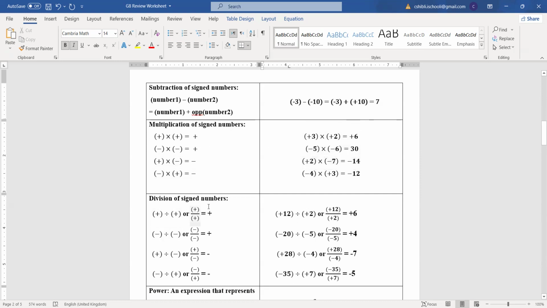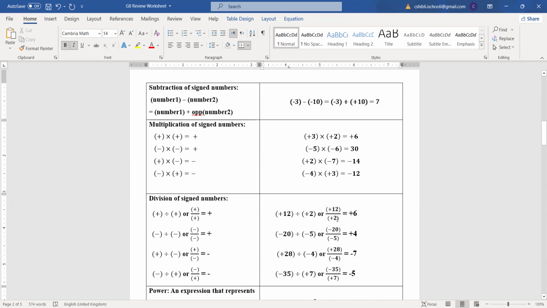Now we move to division of signed numbers. Division can be written in both ways. It can be written with the division sign in between or as a fraction. Positive over positive or negative over negative. I'm dividing same signs also. My answer will be positive and I divide the numbers.